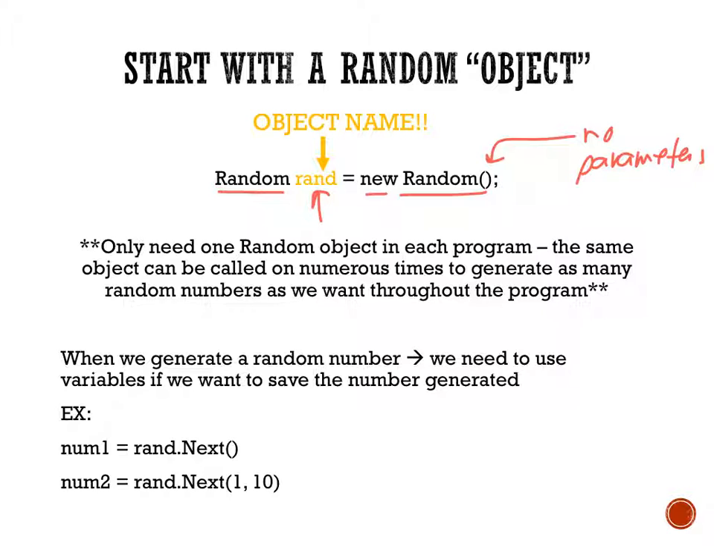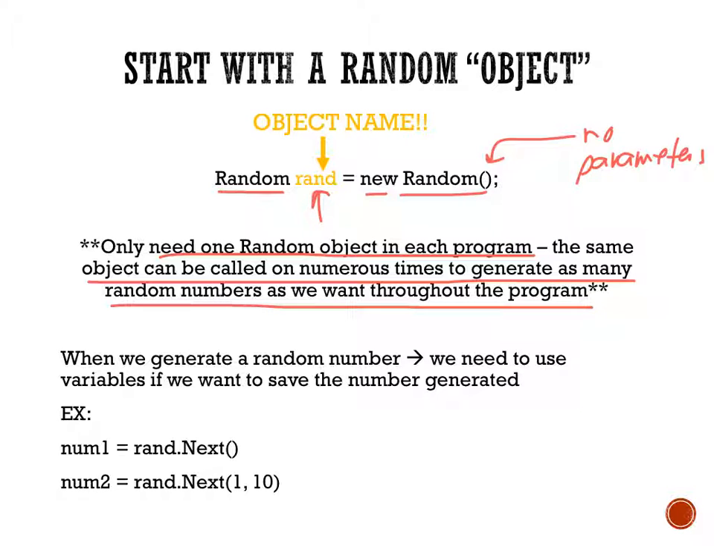Something to note is you only need one random object in each program. Even if you're going to generate 10 different random numbers, you only need one object because this same object can be called on numerous times to generate as many random numbers as we want throughout the program. So note, you only need one. You don't need to create 5 random objects. You should only have one.